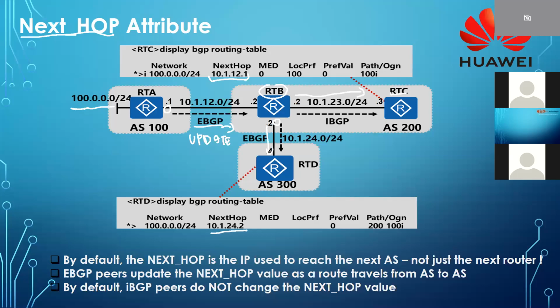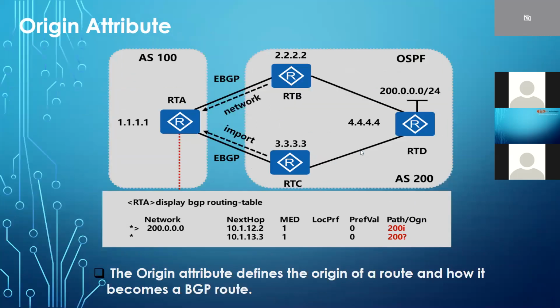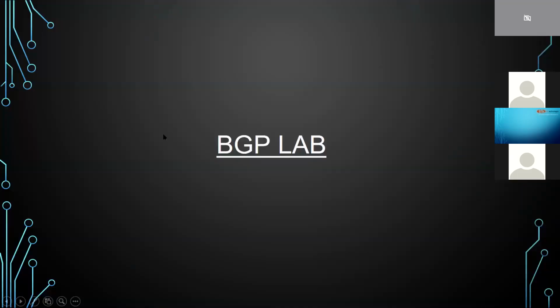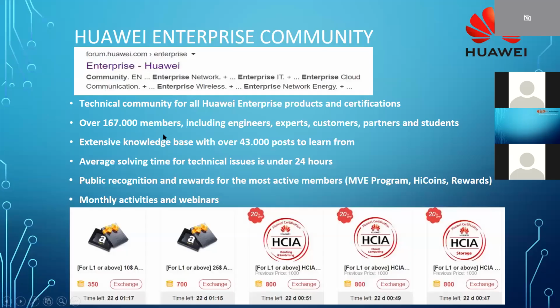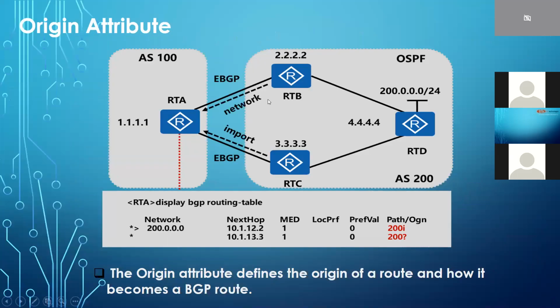So the last attribute is the origin that we saw. When a route is advertised with the network command, we have the flag I, internal, and when a route is advertised via the redistribute command, the flag is a question mark, and we call it incomplete. Okay. So now let's go to the lab.